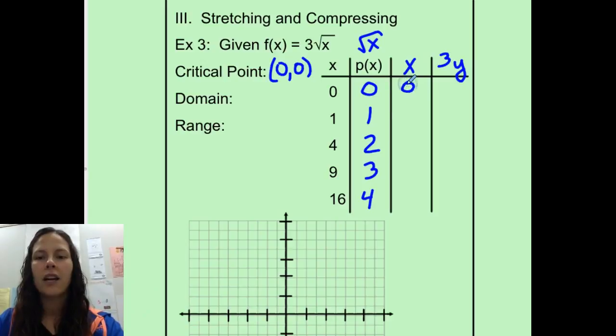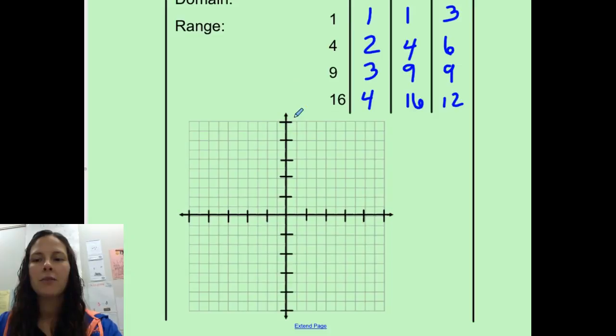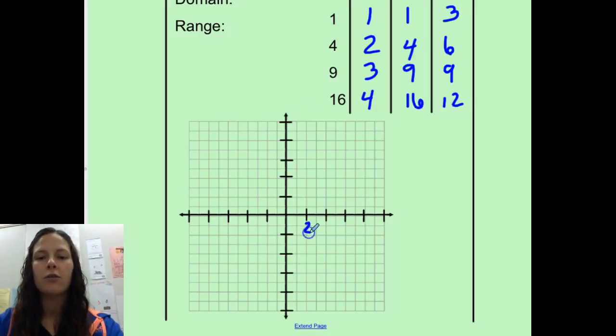Copying down all of those x values from my first column and multiplying all of the parent function y values, or outputs, that we generated in that second column by 3. Next, we'll plot our points from the last two columns. Because this one I need to go up to 9, 9, 16, 12 won't fit on my graph, I'm going to call each of these bars 2 instead of 1 like I did in the last few.